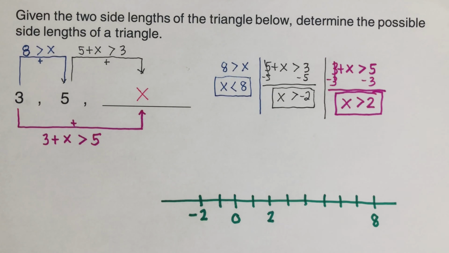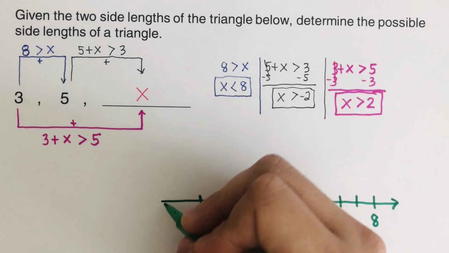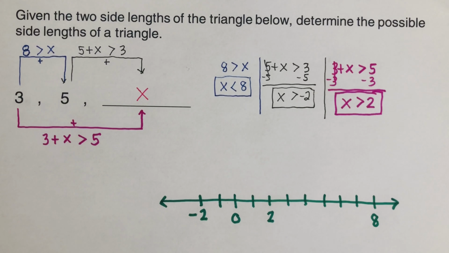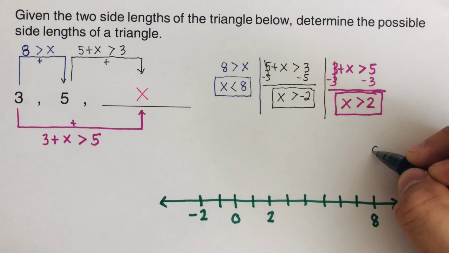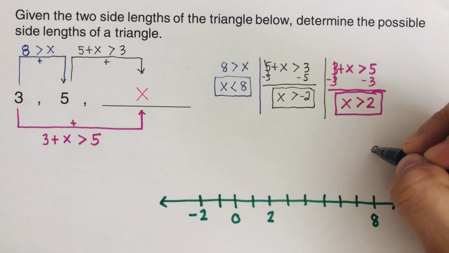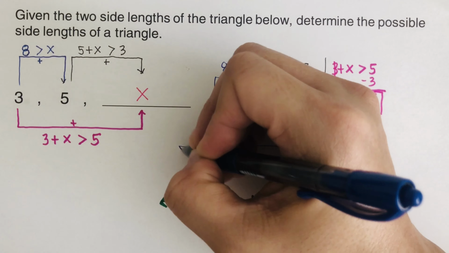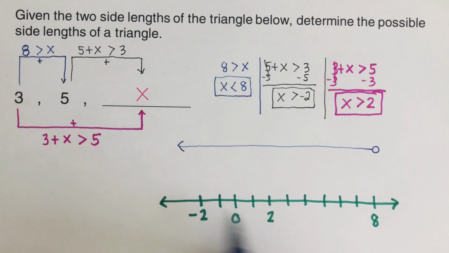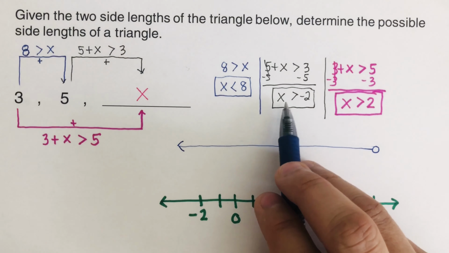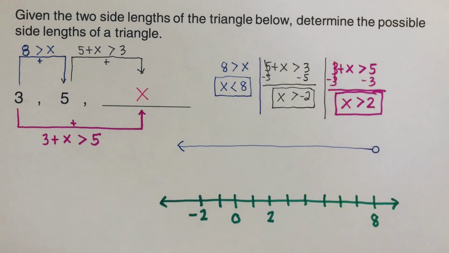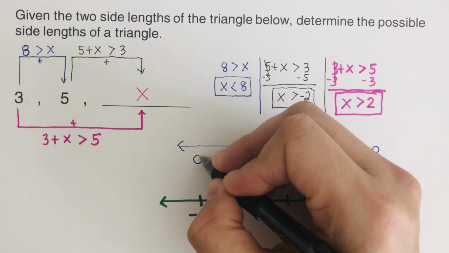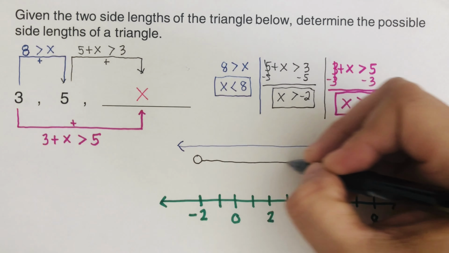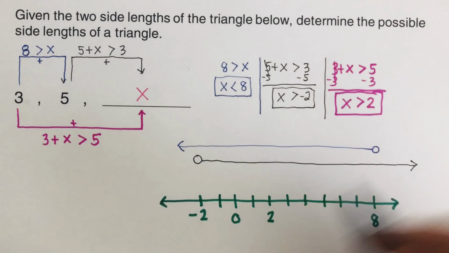So I'm going to draw these inequalities onto the number line here. I'll start with the first one. The color is blue. So x is less than 8. This means that it's an open circle. I go to the left because it says less than, anything less than 8. Now I'll have x is greater than -2. So -2 is right here. It's an open circle. Anything greater than -2, so I'll go that way.